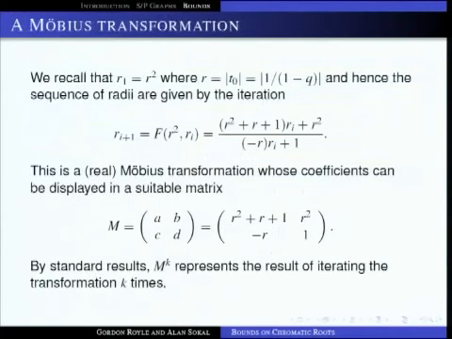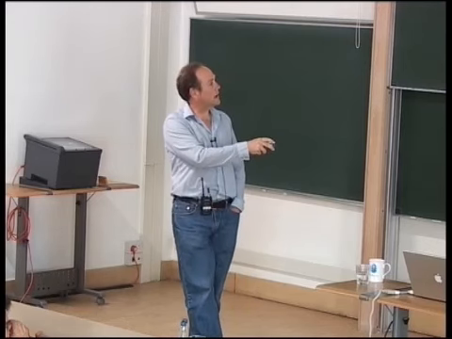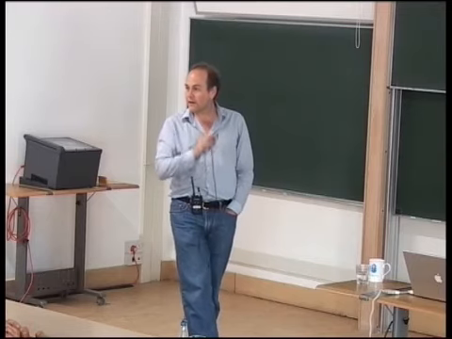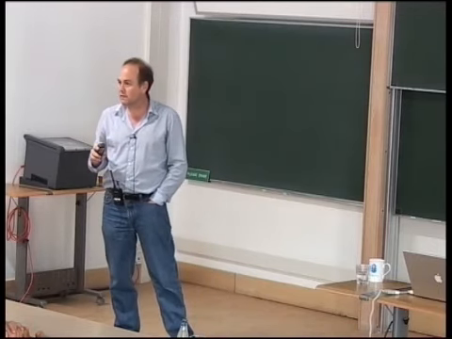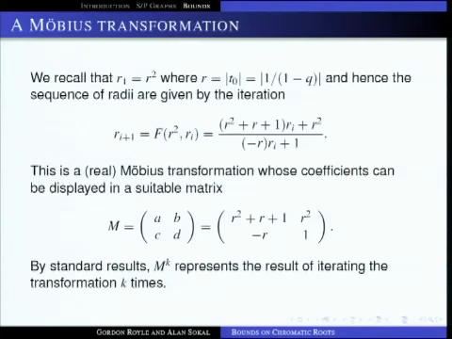We like iterations. We particularly like iterations that are iterations of Möbius transformations because we know how to deal with them. So r_{i+1} is this Möbius transformation with coefficients r squared plus r plus 1 and r squared, and minus r and 1. And you can put those into a matrix. And we like matrices because taking powers of matrices means eigenvalues and eigenvectors, and then we're into the linear algebra, which is my domain, so I'm happy. Well, let's do it.